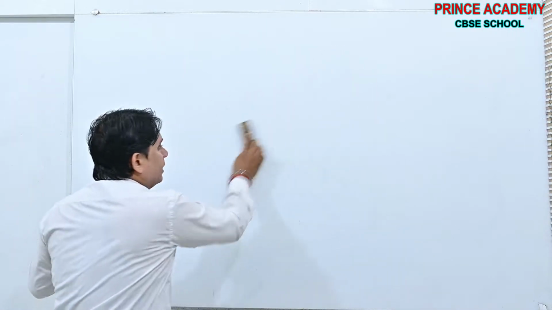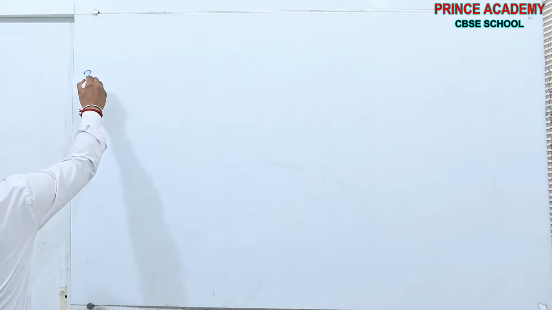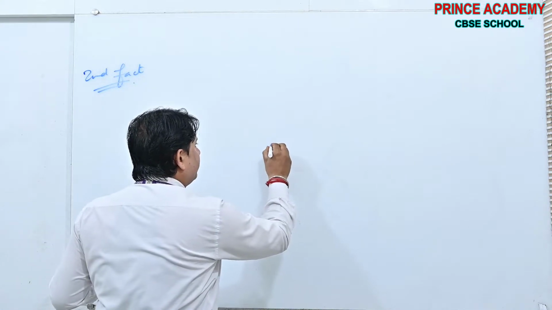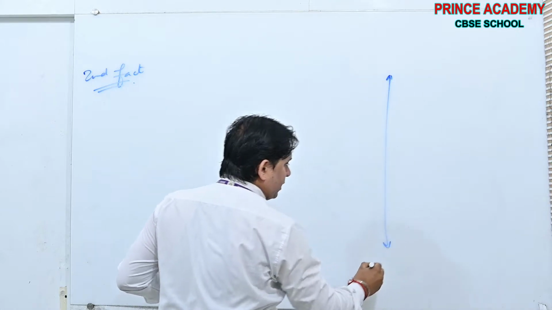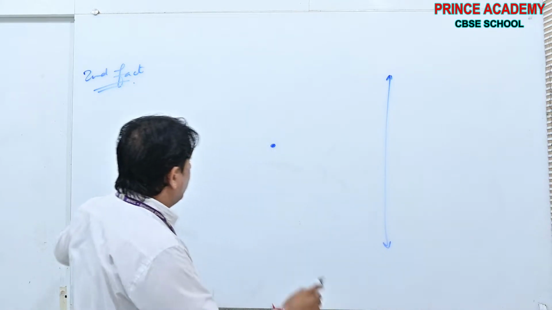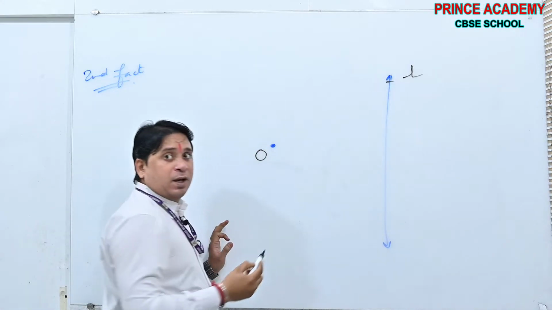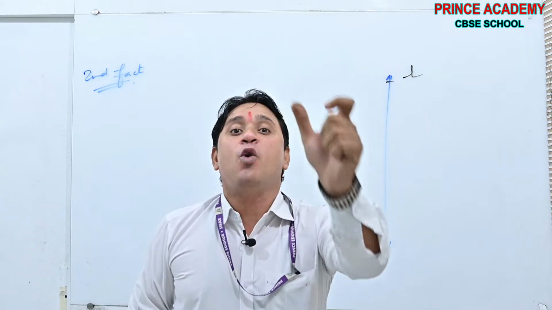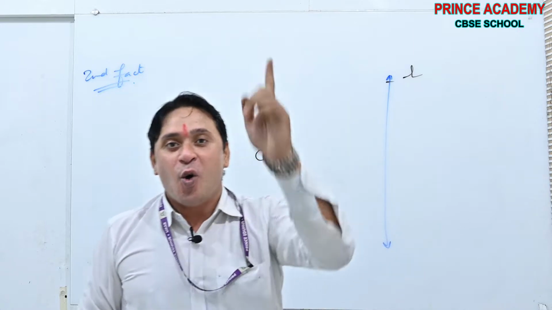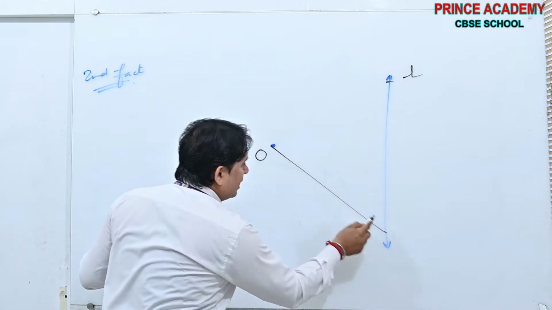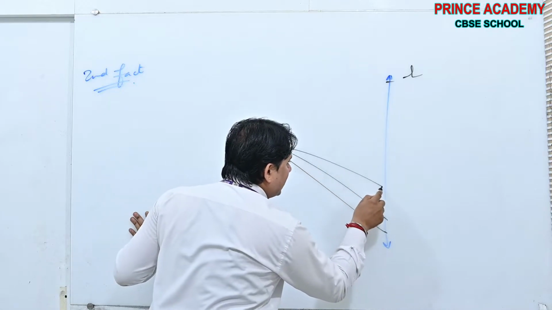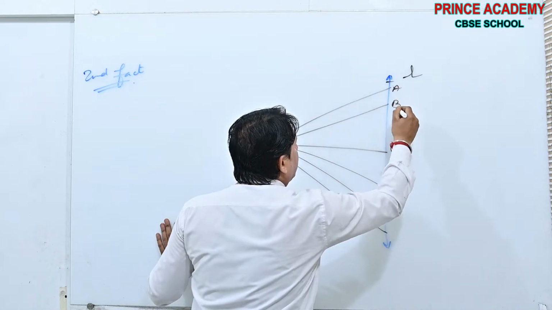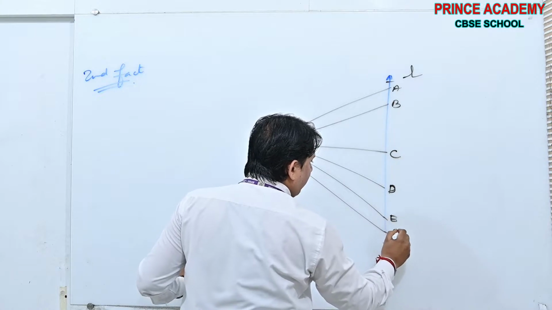Now the second fact beta. Second fact. See, suppose this is a point and this is a line. This is point O and this is line L. If I am trying to find the distance between O and the line, I can measure this, and this, and this. A, B, C, D, E, F.